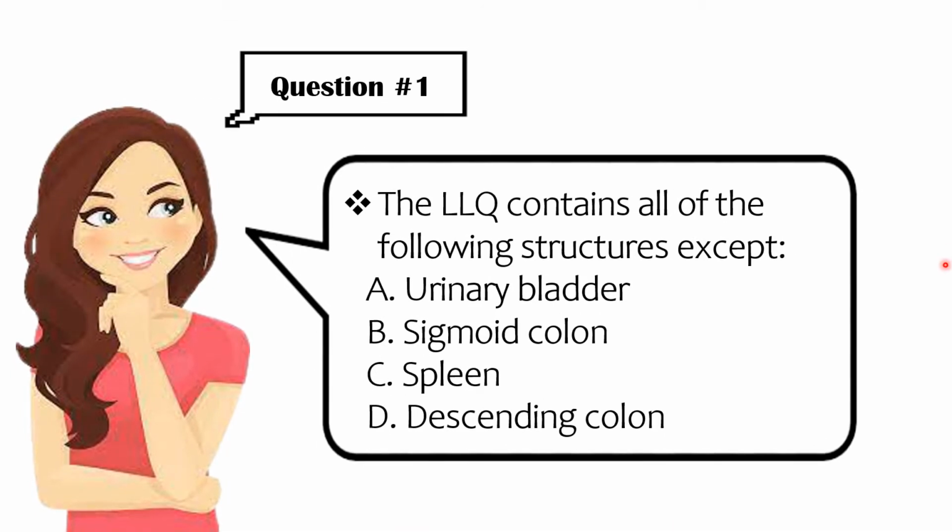Okay, so just a question or icebreaker. Can you please try to recall what you've learned? So the left lower quadrant contains all the following structures except A, urinary bladder, B, sigmoid colon, C, spleen, D, descending colon. So what's your answer? Okay, I'll give you 10 seconds.